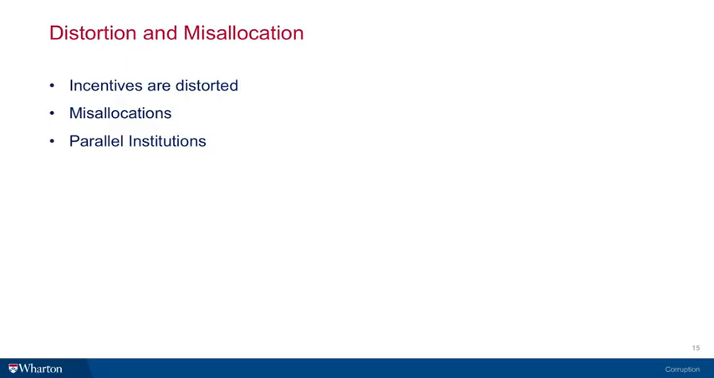Costs to society are created through distortion and misallocation. And that occurs because incentives are distorted, there's misallocation, and there are parallel institutions.